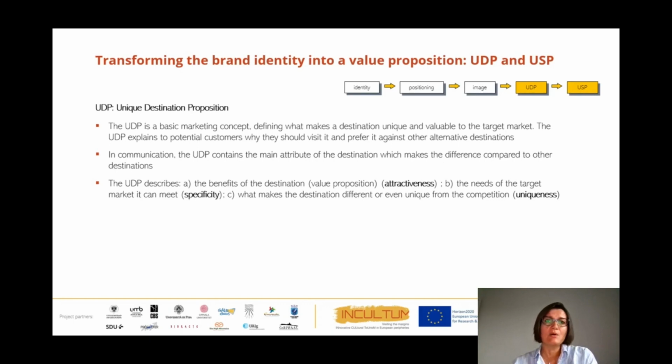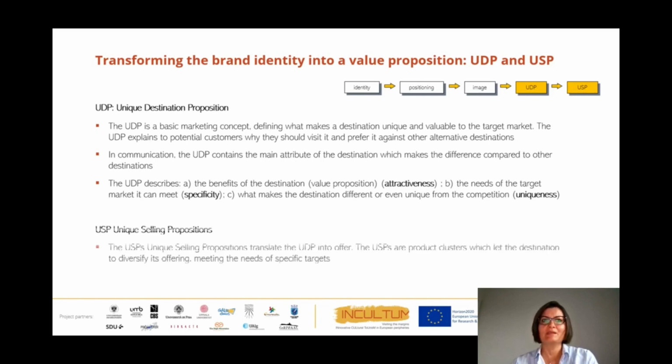And as a last point, the UDP describes the benefits of the destination, so its value proposition and its attractiveness, the needs of the target market it can meet, so its specificity, and what makes the destination different or even unique from the competitors, so its uniqueness. On the offer front, the USP, unique selling propositions, correspond to the offer clusters that are present in the destination, and that must be in line with the UDP to satisfy diversified needs and targets.